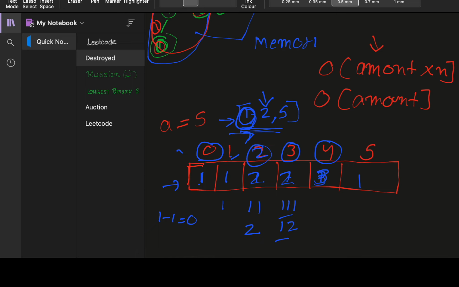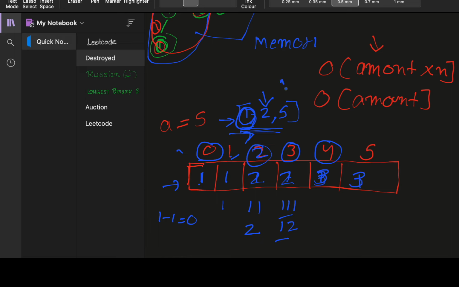And similarly we have 5. If we pay the 5 amount using the 2 coin, how much amount do we have left? We are left with 3. And how many ways to pay the 3? We have 2. So 2 plus 1, basically 3 would be here.